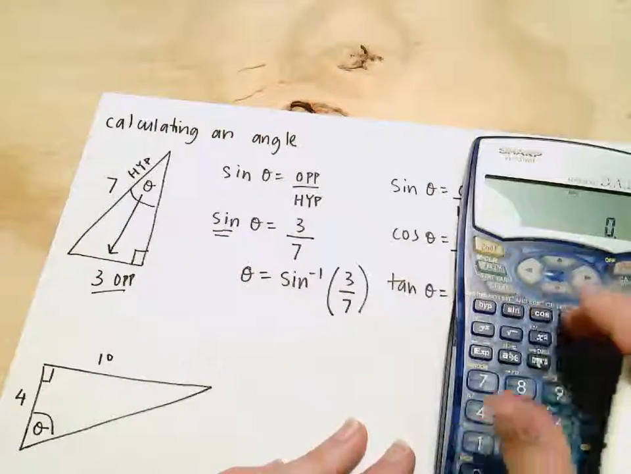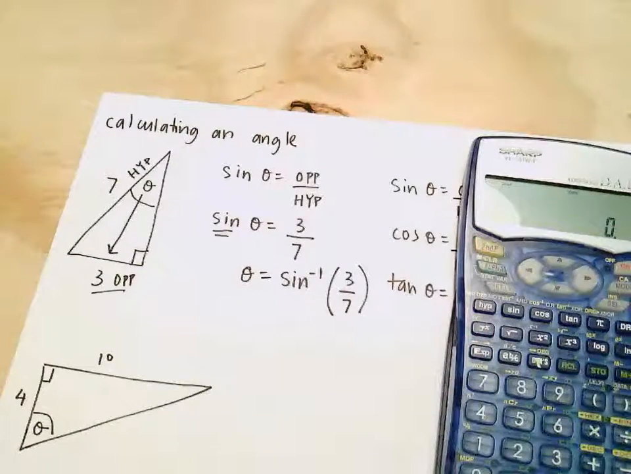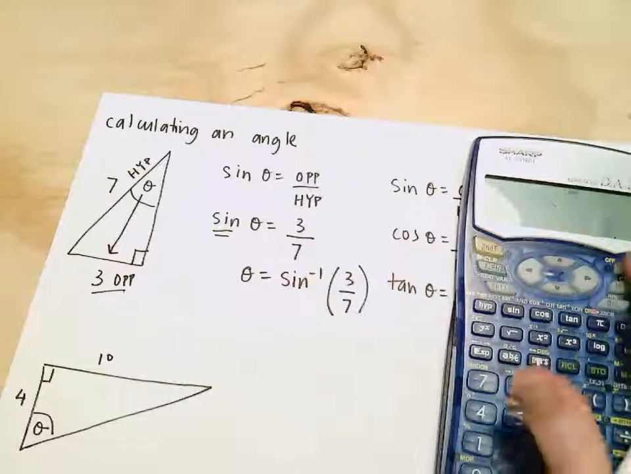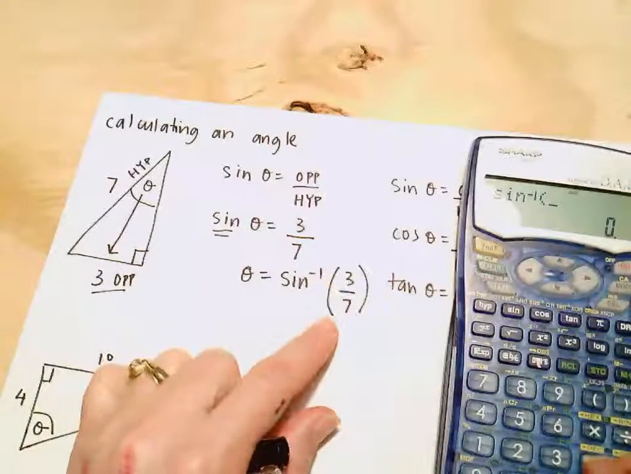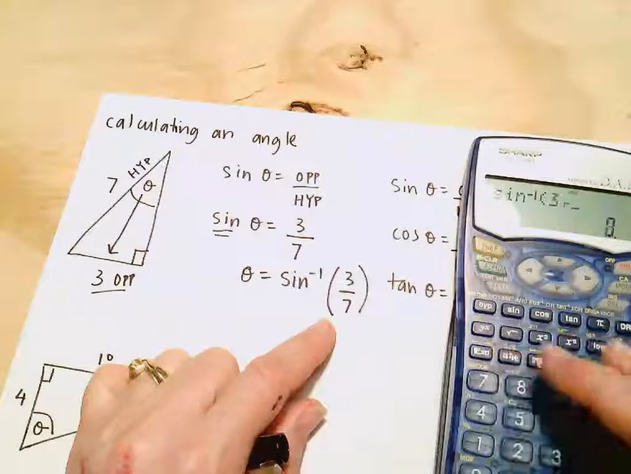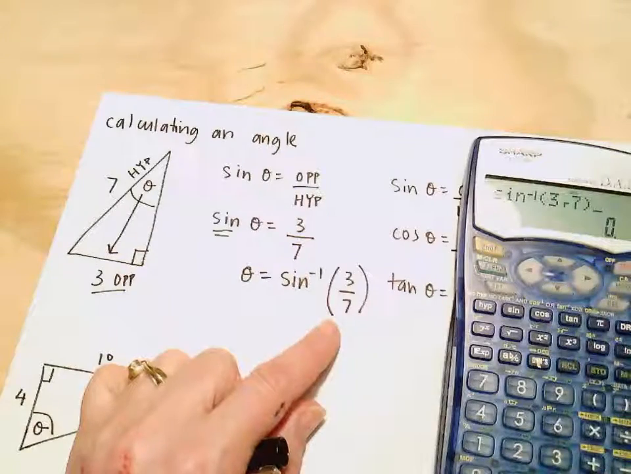Just above your sine, cos and tan buttons, and they're accessed by pressing the second function button. So I'm after inverse sine. You can see that I've got sine to the minus 1 on my calculator. Then of course you're going to enter the fraction, 3 over 7. Now my calculator is a little bit different to yours. I enter it like this, but you'll enter the fraction as you do normally and press equals.